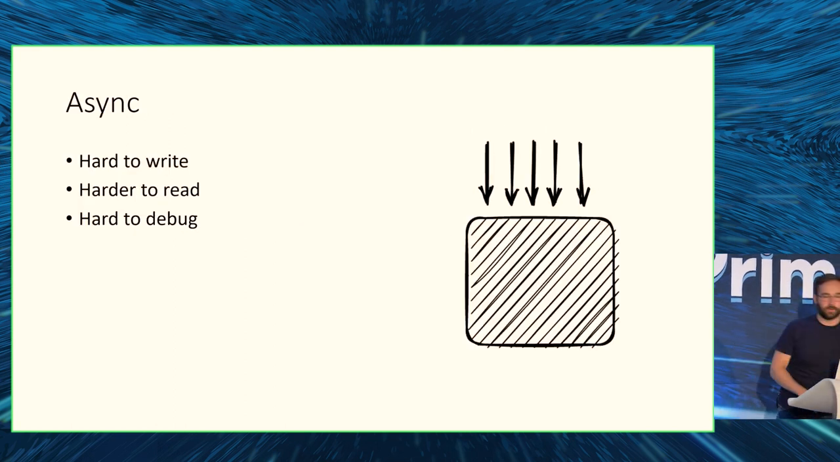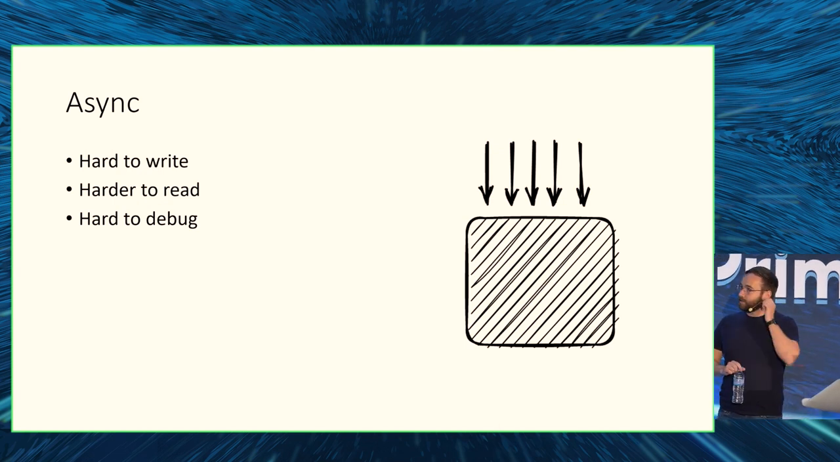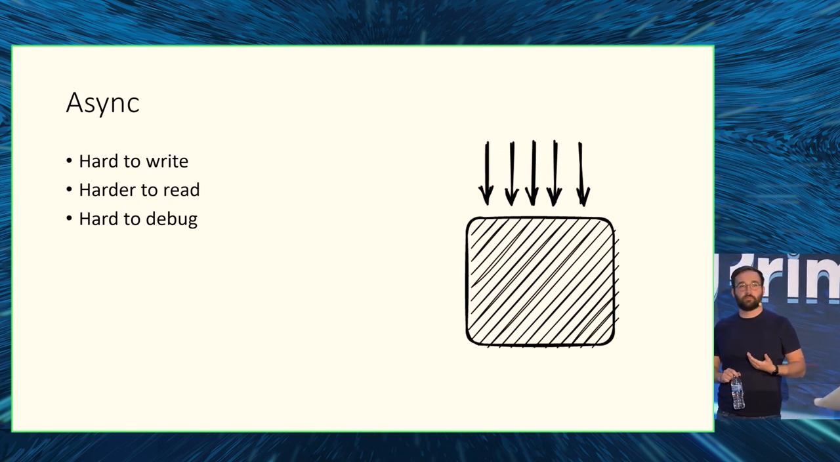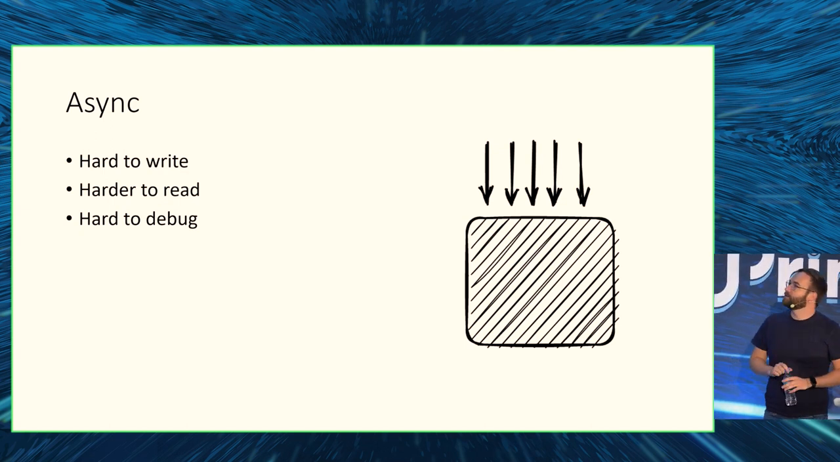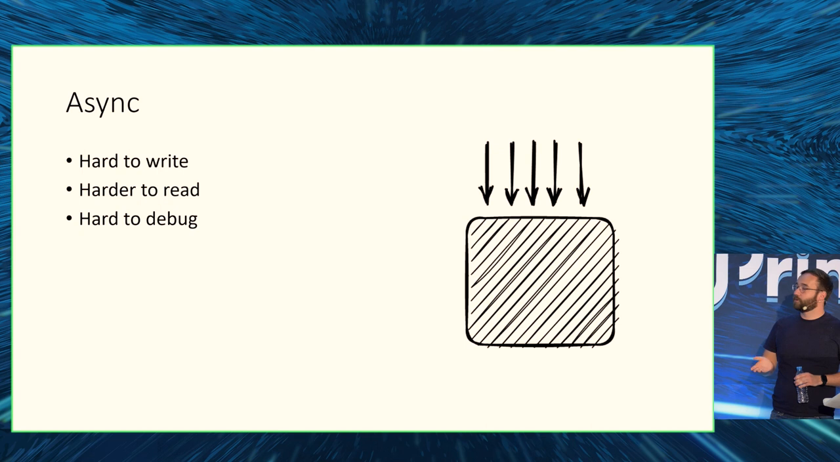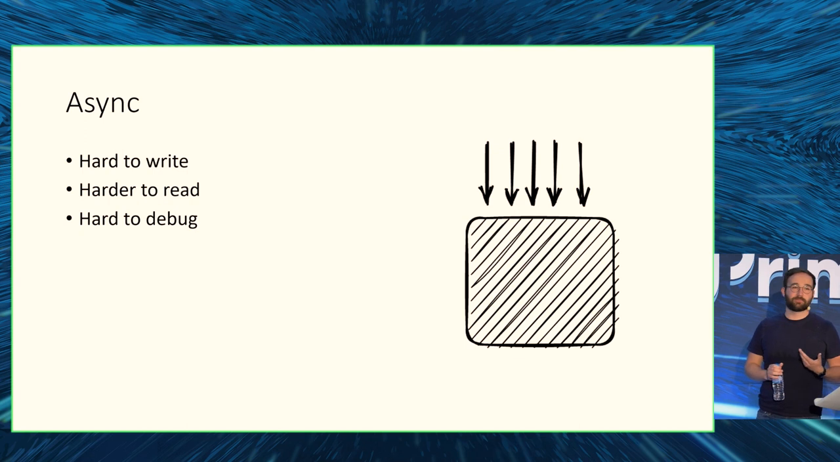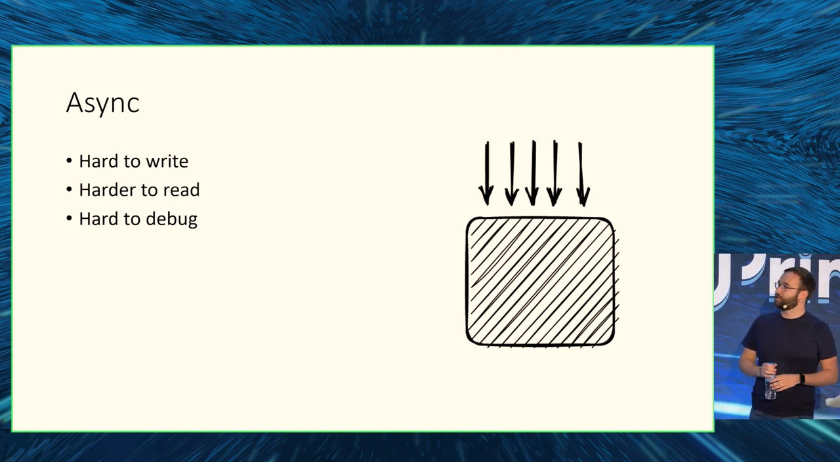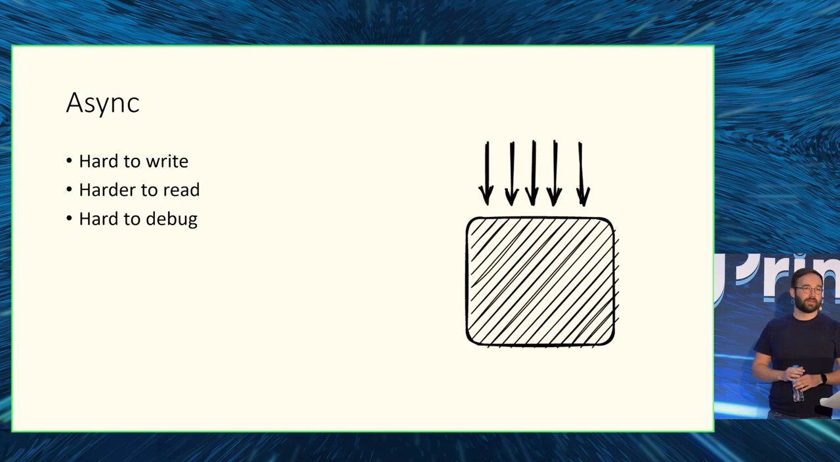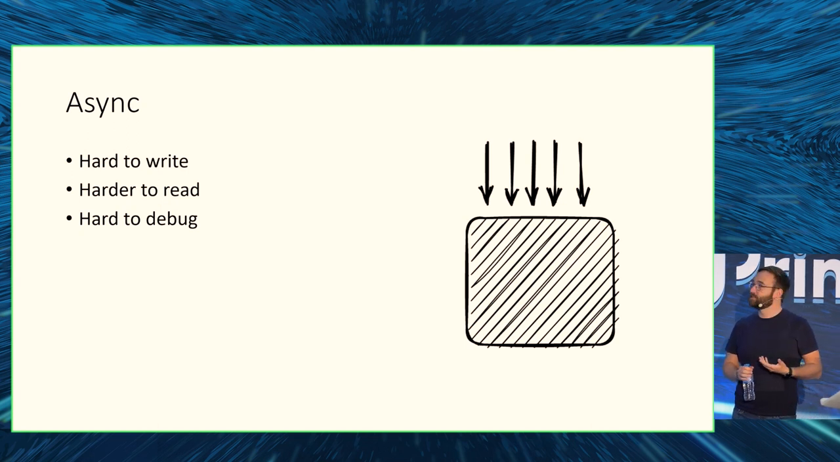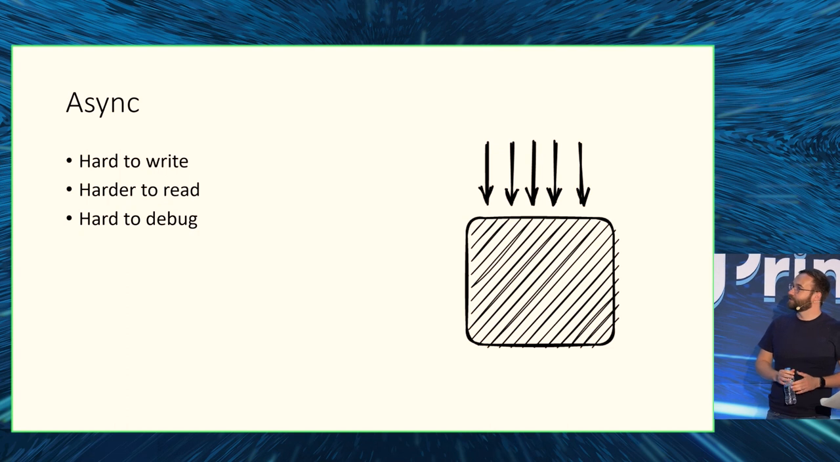And then we get into async programming. Async programming tries to solve this by not trying to block, really. And for us programmers, in my opinion, it's very hard to write. It's harder to read, especially the week or two after you've written it. And it's very hard to debug. But the positive side of it is it makes very good use of the resources that are available to us. So it's good for the computer, but a little bit less for the developer.